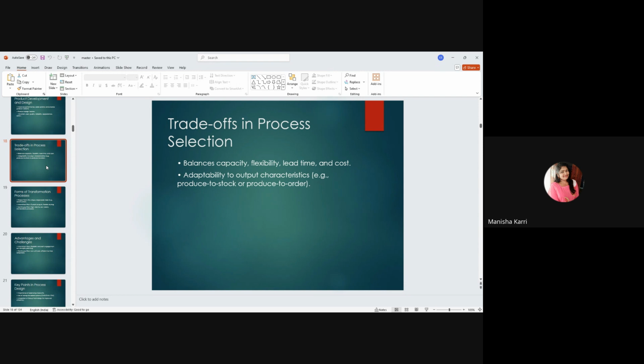Generally, the trade-offs in process selection involve balancing capacity and flexibility, and lead time and cost, to choose the best production method. Companies must decide whether they need to produce items in advance, which means produce to stock, PTS, or to make them after an order is placed, produce to order, depending on their business needs and customer expectations.